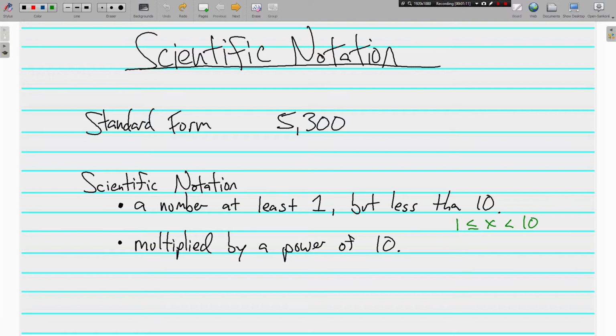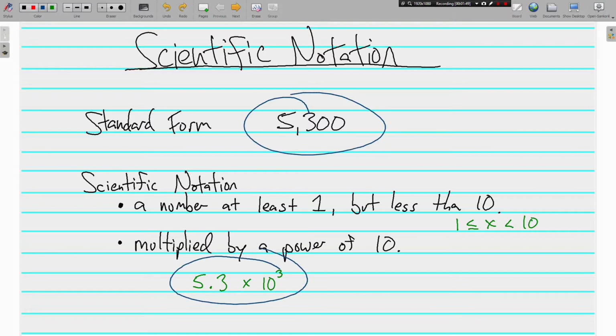An example would be 5,300. 5.3 times 10 to the third power. The first part is at least 1. 5.3 is at least 1, but it's less than 10. And the second part is being multiplied by a power of 10. Here I have 10 to the third. So actually, these two are the same thing. They're just written two different ways.